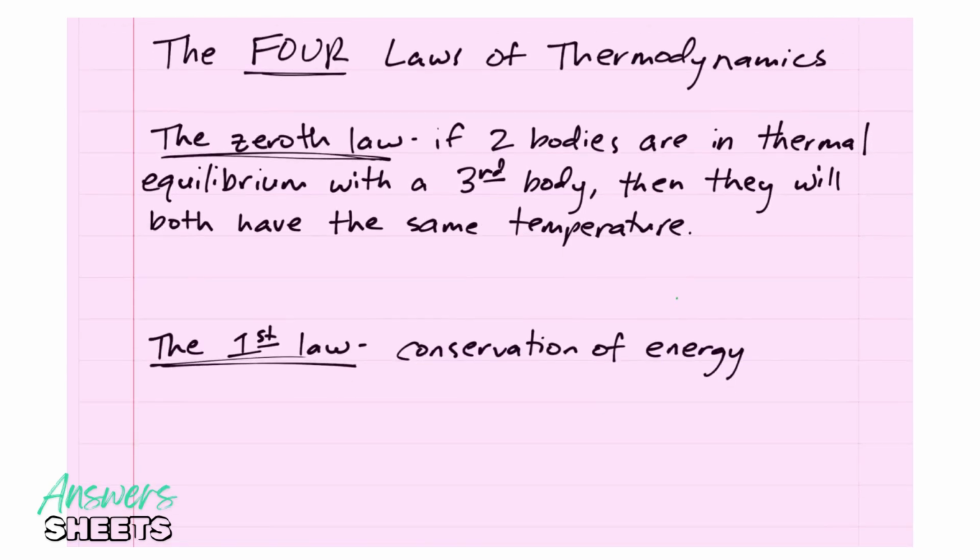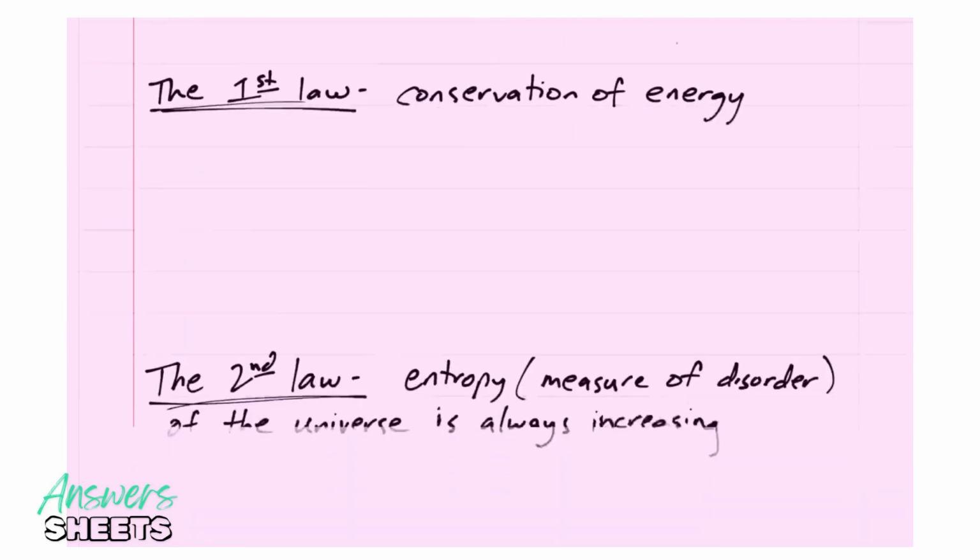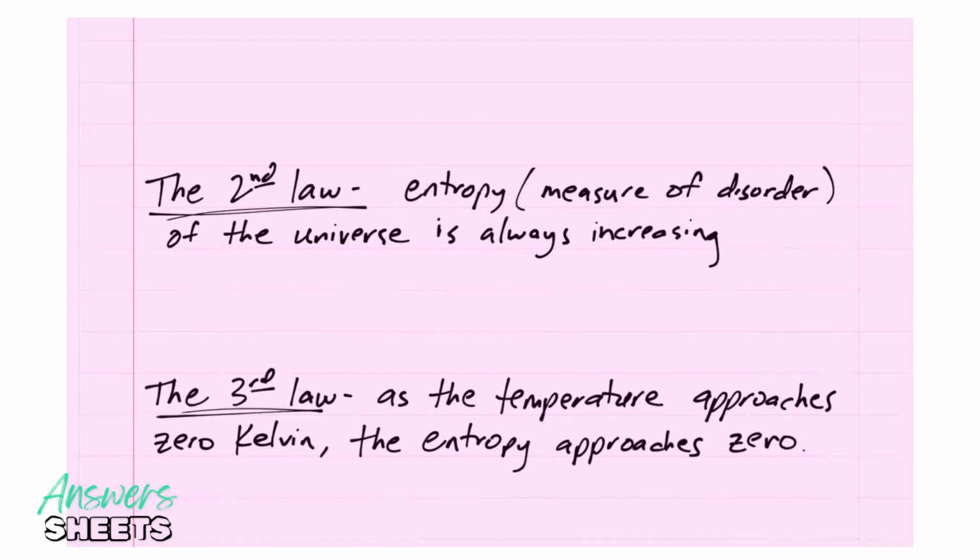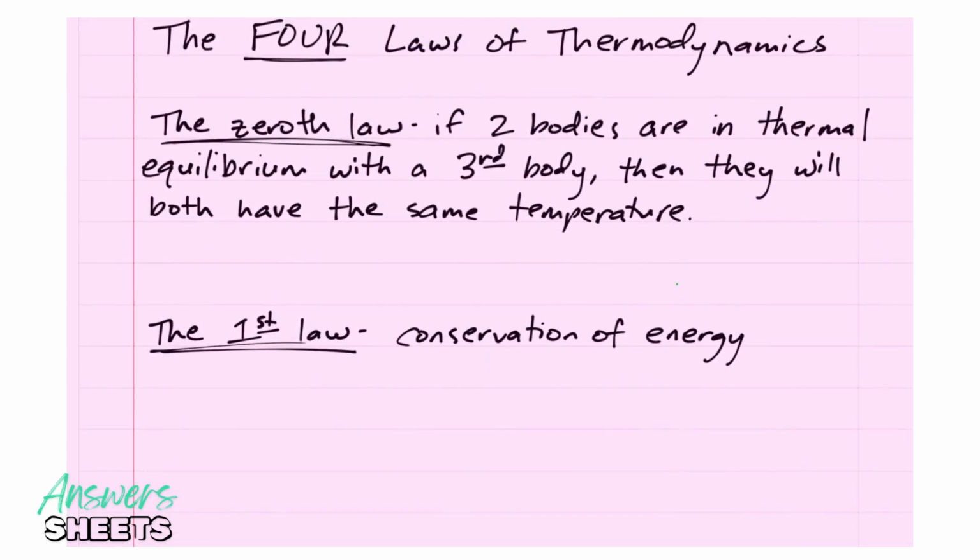Our class is based on these four laws of thermodynamics. So we start with the zeroth law. Why do we start with the zeroth law? Well, I think they had laws 1, 2, and 3, but then they decided that before we get to those, we need this law. We'll call it the zeroth law, and it says that if two bodies are in thermal equilibrium with a third body, then they will both have the same temperature. I don't know why they needed to define that as a law.